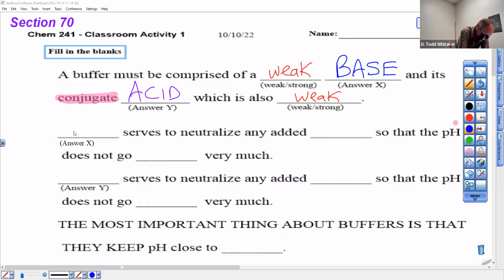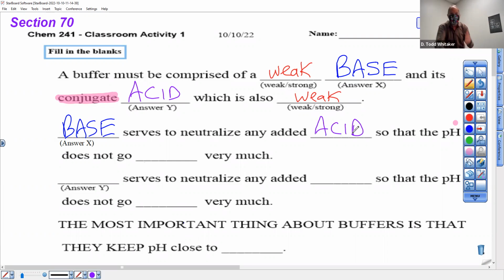Okay, so copy answer X here, base. Base serves to neutralize what? Any added, oh gosh, I almost said the answer. Acid. That's what bases do, right? Yeah, so that the pH does not go.